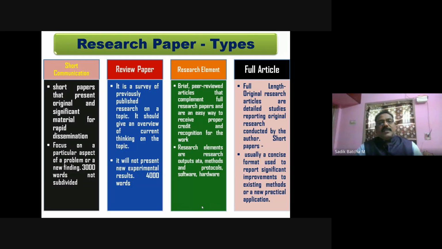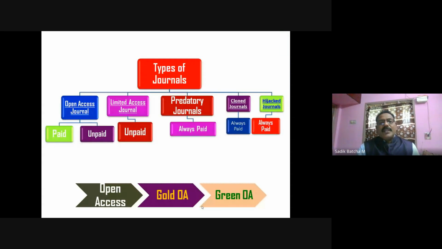Next, this is what I want. This is nothing but the explanation of what I have told you regarding short communication, review paper, research element, full article. Now let us come to this one, types of journals.